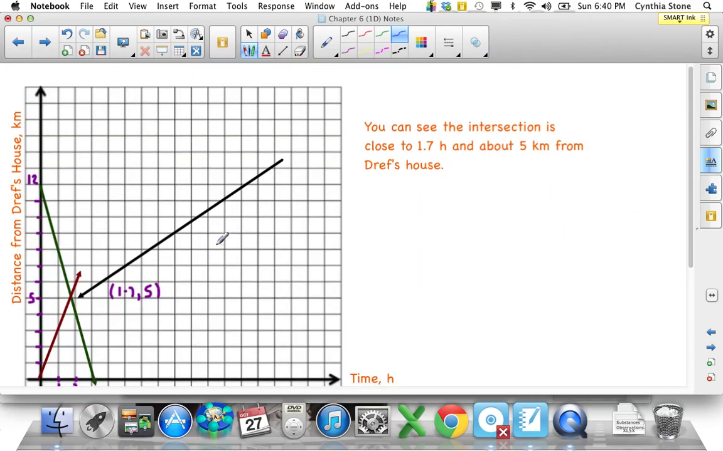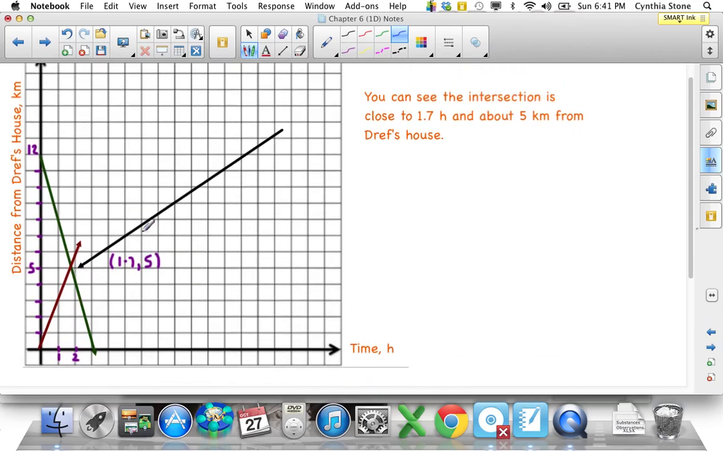Oh, here's the graph, by the way. So if I was going to graph, here's Ferd's graph. Here's Dreff's graph. Ferd's graph is starting at 12 and going towards Dreff's house at a rate of 4 kilometers per hour, so at a rate of negative 4, so down 4 over 1. Dreff, who's here in the purple or brown or whatever, is starting at home and going up by a rate of 3, so his slope is 3. So you can see the point of intersection right there, and you could read it off the graph. Just another way you could solve it.